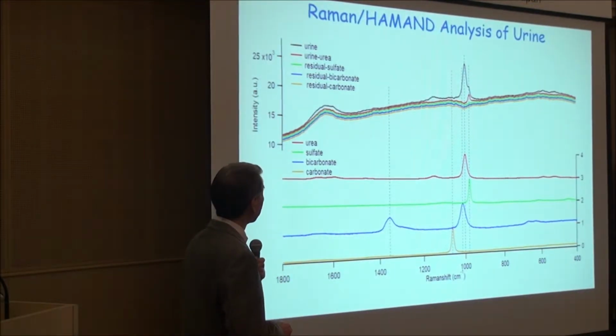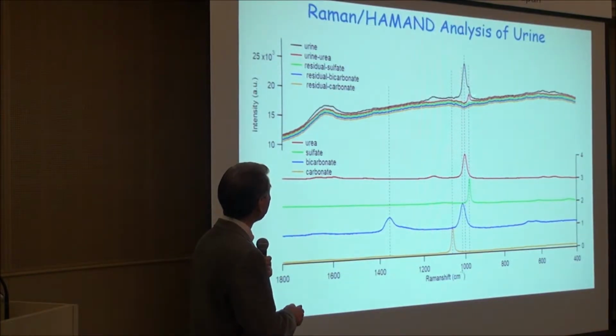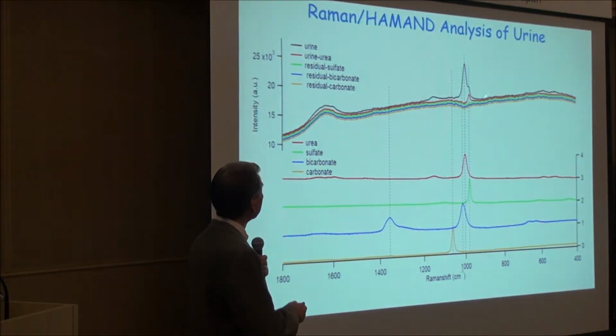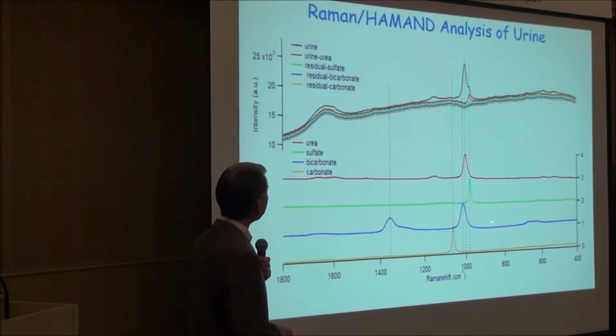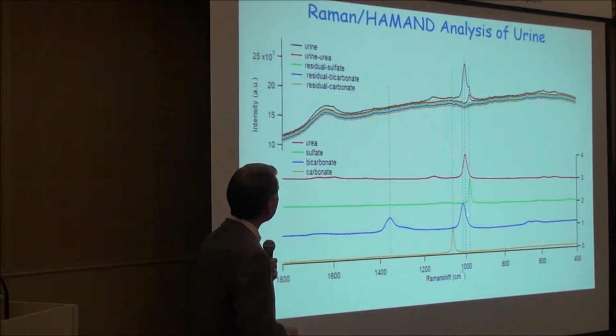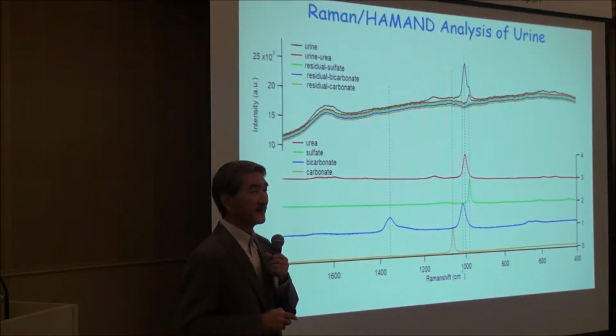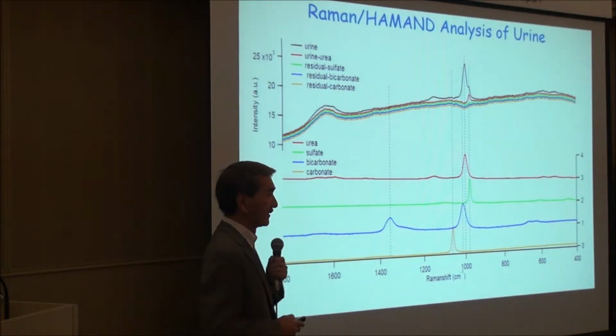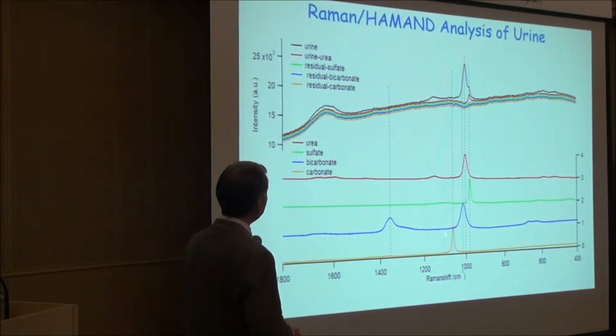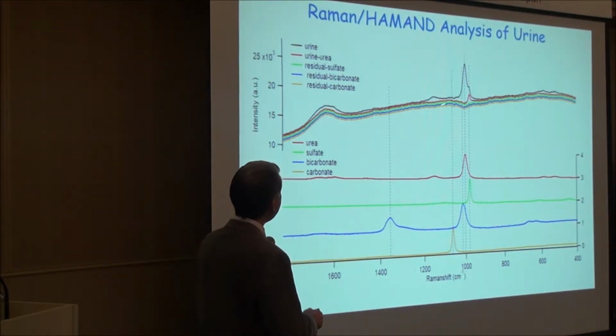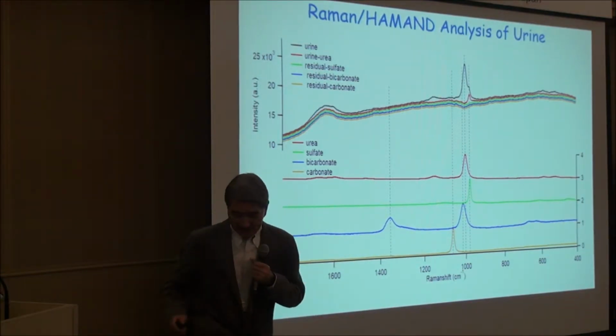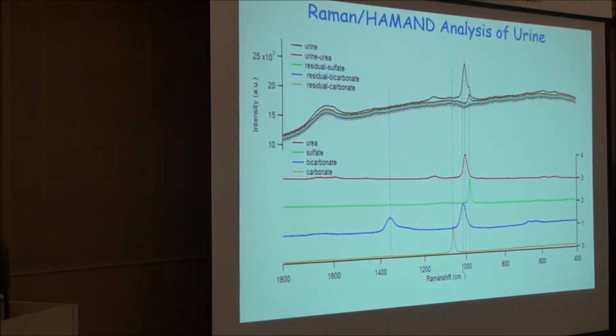And then you do the same thing for sulfate. So here we have the sulfate, it is eliminated, and then bicarbonate. It's not easy to see bicarbonate, but there is a very, very small peak. You cannot easily see it by your naked eye, but HAMAND can see it. And then carbonate like that. Then we have the remaining. Still we have some features there, and HAMAND can assign these.